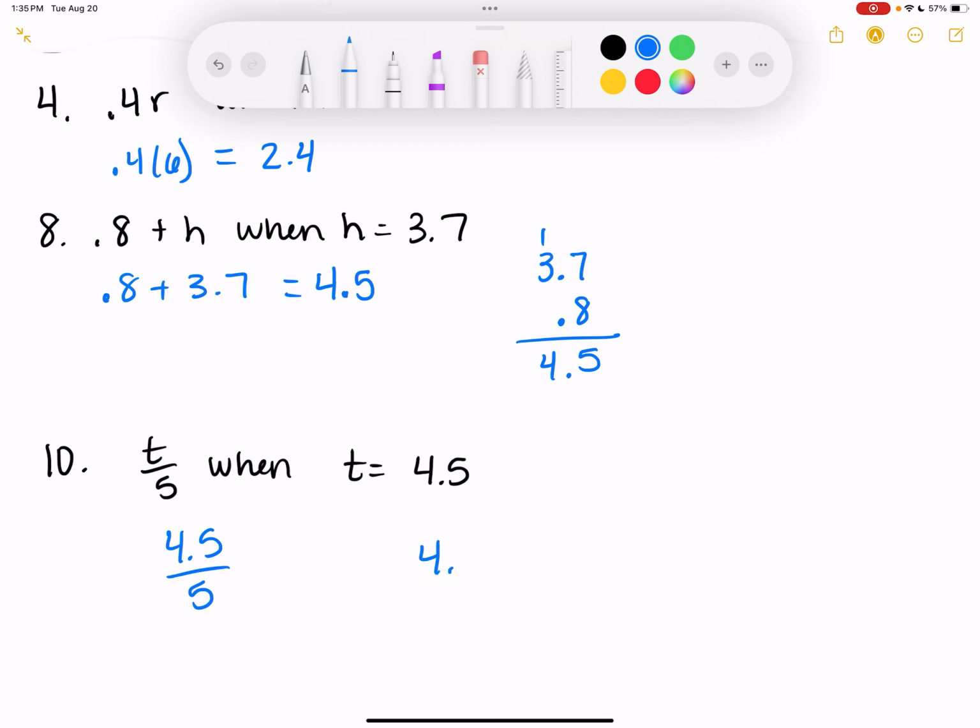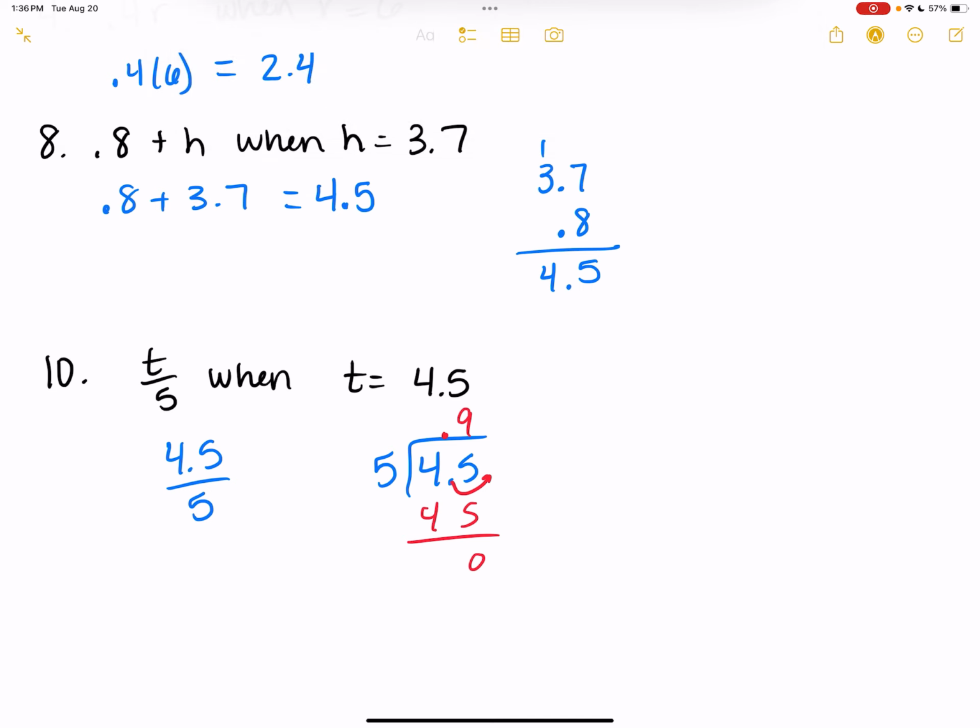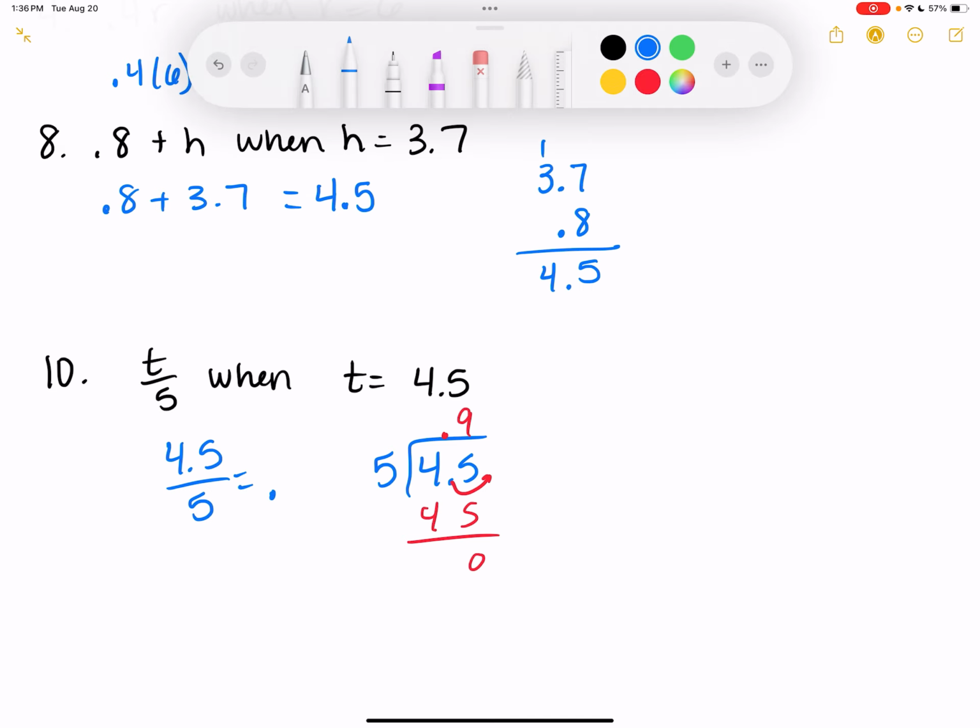So I'm going to do 4.5 underneath and 5 here. But what do I have to do about that decimal point? I need to move it over. So how many times does 5 go into 45? 9. I don't have anything left over. But yep, I got to move it back. I can't forget that that is there. So that ends up being 0.9. So 0.9 is my answer.